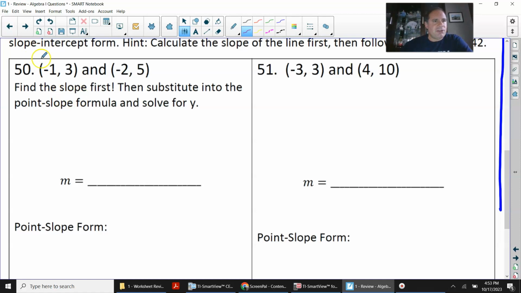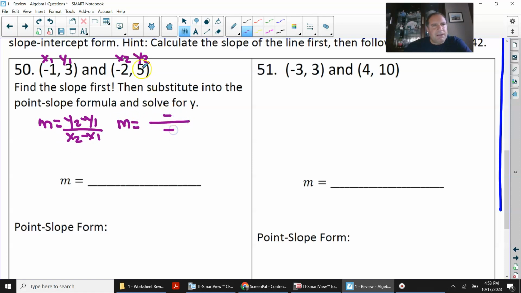All right, so we're going to just go ahead and do x1, y1, x2, y2. Figure out the slope first. So we're going to have m equals y2 minus y1 over x2 minus x1. We're going to set this formula up like this. We're going to have 5 minus 3, negative 2, minus a negative 1. And that's a double negative there, all right, with the positive.